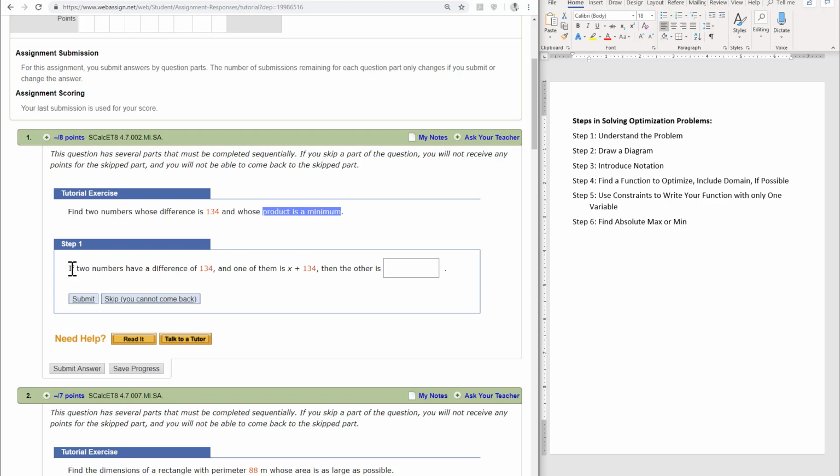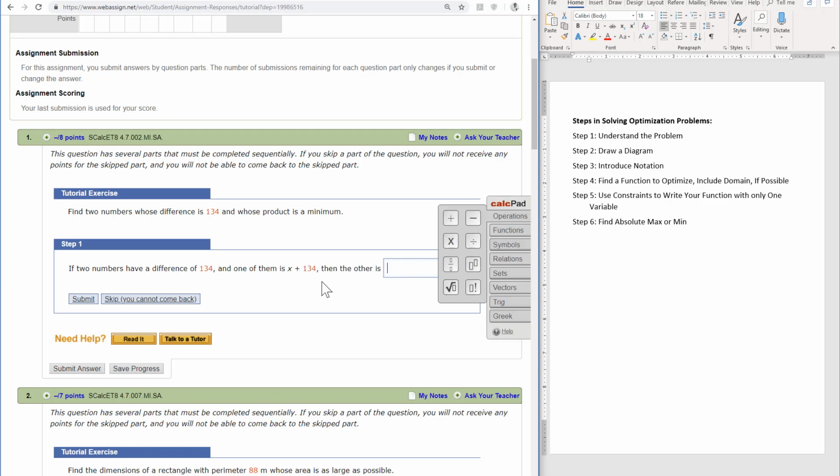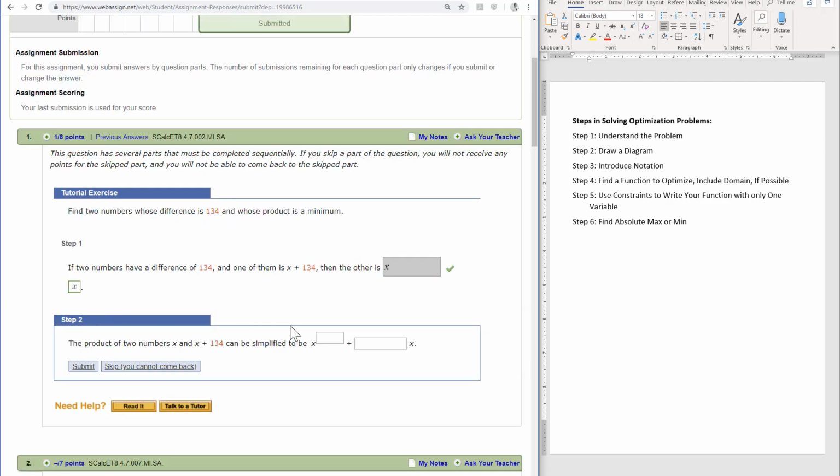Let's see what the step-by-step process asks us to do. Two numbers have a difference of 134, then one of them is going to be x plus 134. And the other, you want to subtract them so that you get 134, so the other one is x. So your two numbers are x and x plus 134. I would have chosen x to be my first number and y, and then the constraint is that x minus y is 134.